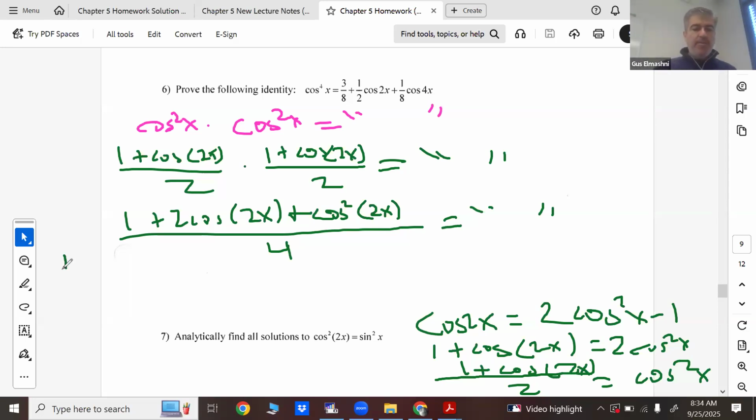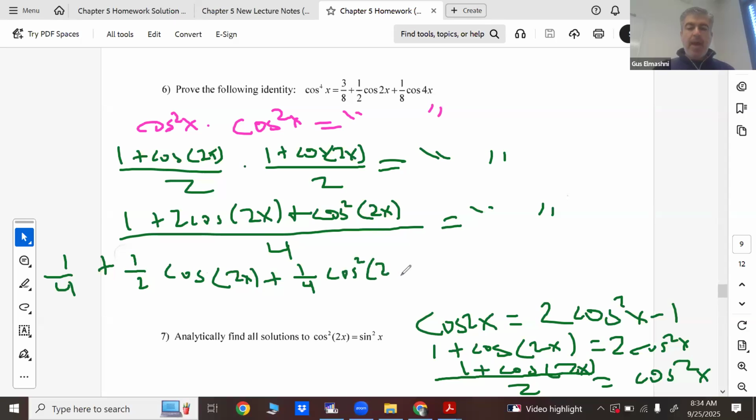So I have 1/4 plus 2 over 4, which I know is 1/2, so 1/2 cos 2x plus 1/4 cos squared 2x. Now, this is where you have to use pattern recognition, and we're going to talk about this today. So after today, you look at this problem like, oh yeah, I got this. You're good.